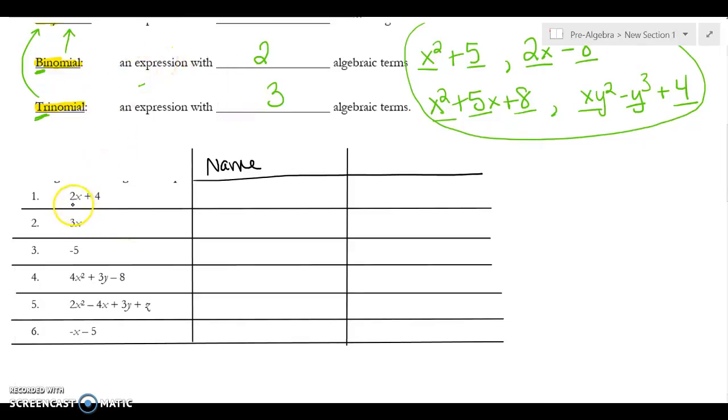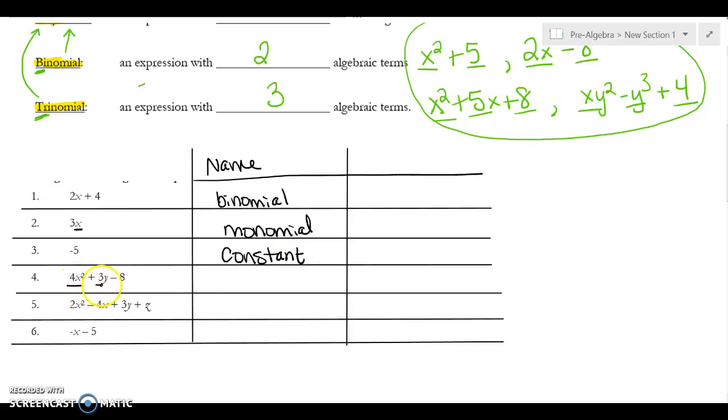So for number 1, welcome back. You should have said binomial. If you said polynomial, it is correct, but binomial is the best name. Number 2, 3x, that's just a monomial. And what makes it a monomial is it has this x. If it didn't have the x, it wouldn't be a monomial. It'd be something like number 3. And when you just have a number, that's a constant.